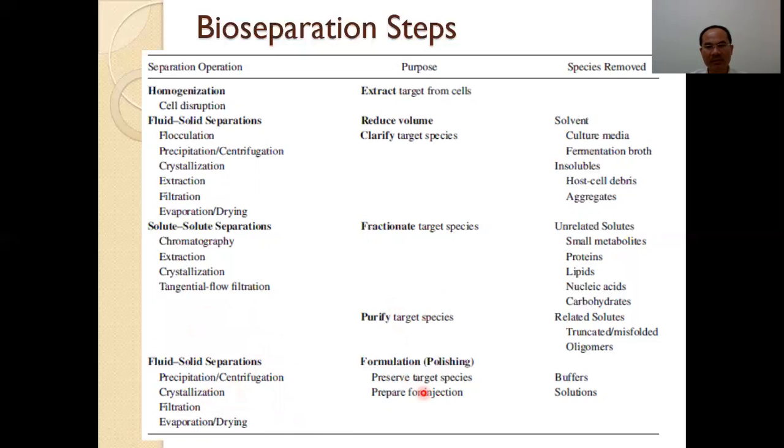In this case, we use it to formulate or polish to preserve. We would like to remove the buffer or solution. For example, sugar or syrup. In syrup, we have water and solid, water and sugar, but the sugar is in liquid form because it is dissolved in the liquid. You can separate sugar from liquid by crystallization or evaporation, and then we get the solid sugar out of the liquid. This is the step of fluid-solid separation.